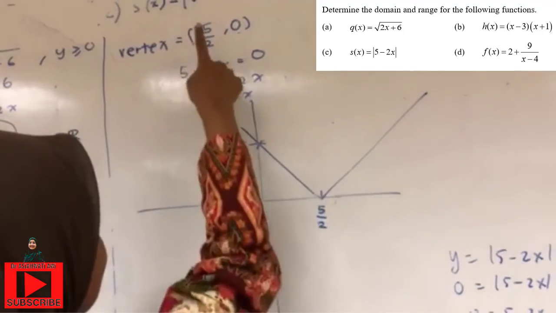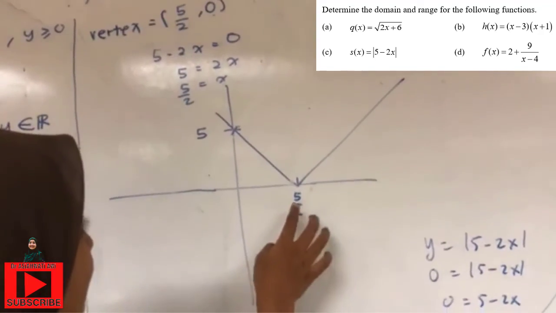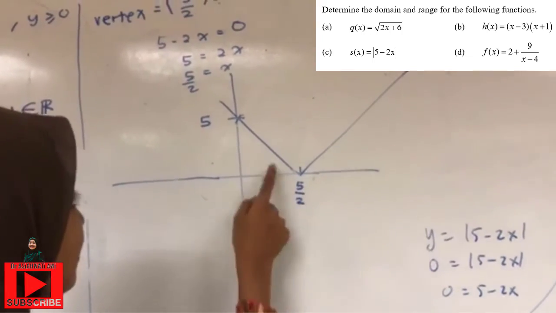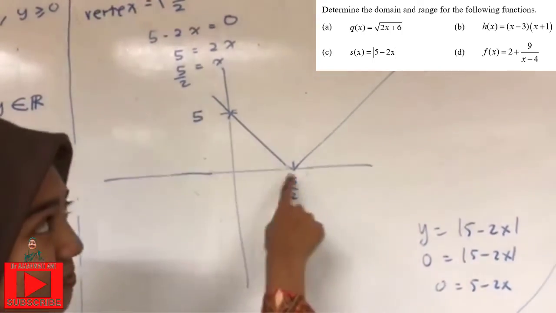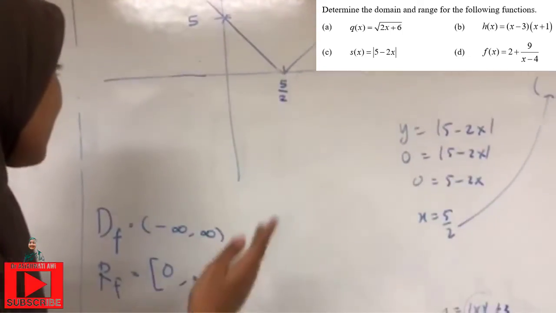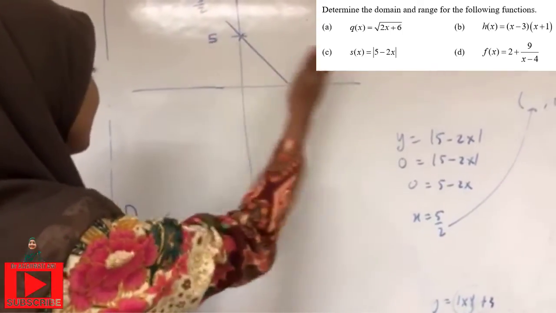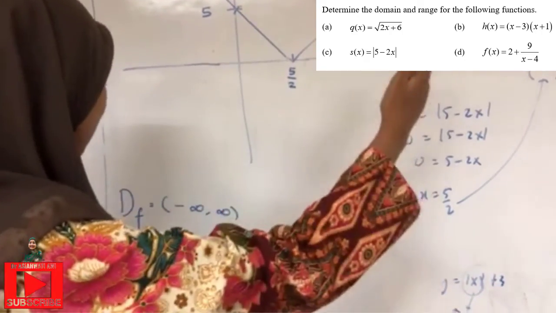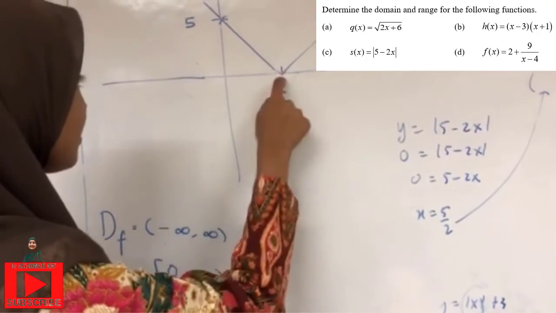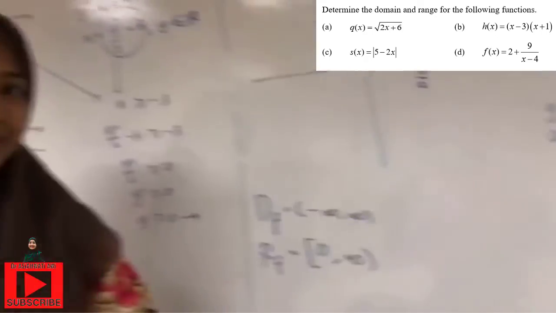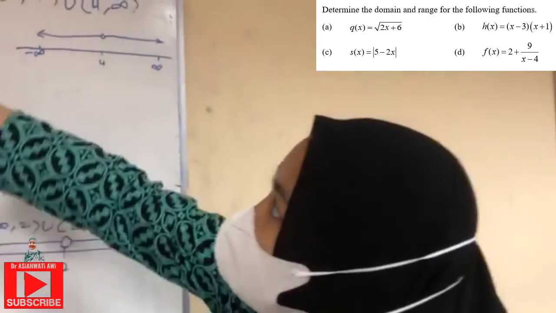Tengok yang atas ni, substitute when X is equal to 0. Substitute Y equal to 0. Lepas tu dapat ke-5 ni naik atas, bentuk dia V. Lepas tu dia punya domain graph X negatif infinity to infinity. Lepas tu range dia dari 0 to infinity. Okay, dah settle.